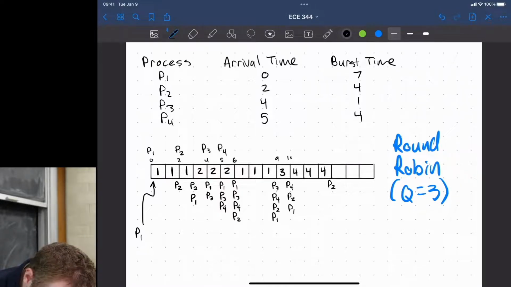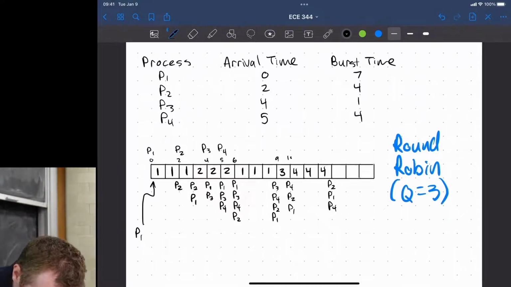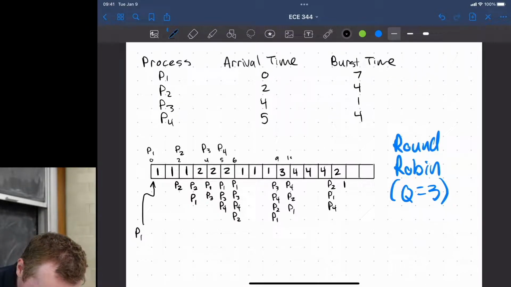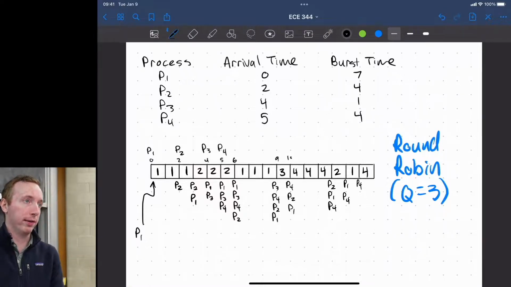Now we have P2, P1, P4 in our queue. So we would execute P2, which just has 1 time unit left. It's done. So now we just have P1, P4 in our queue. We execute P1, and P4 is the only thing left in our queue. We execute that, and then all our processes are done. So any questions about that?